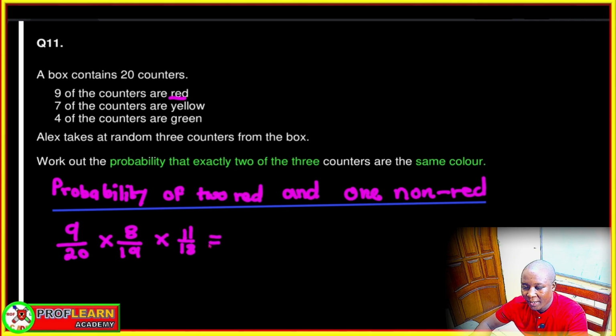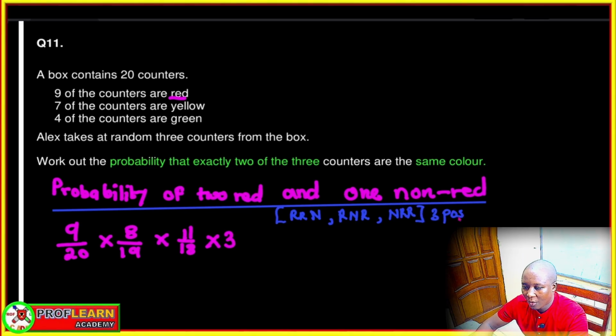And this one we're going to multiply by 3, because there are different orders in which this can be picked. We can pick red, red, non-red, or red, non-red, red, or non-red, red, red. These are different options which have the same probability. So we say 9 over 20 times 8 over 19 times 11 over 18 times 3, because there are 3 different options for this pick.